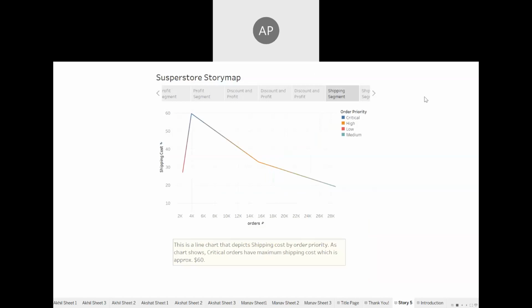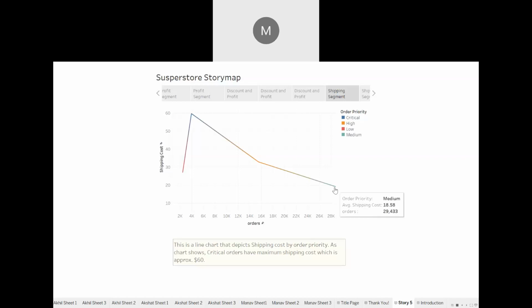Thank you, Akshat. Hello, Professor. My name is Mana, and my segment is the shipping segment. So here I have used the line chart, which shows the shipping cost by the order priority and the number of orders. So as you can see, the critical orders have the maximum shipping cost, which is approx $60. So it's pretty understandable that the critical order priority has the least amount of time to get the items delivered.